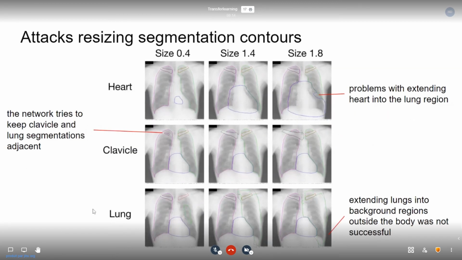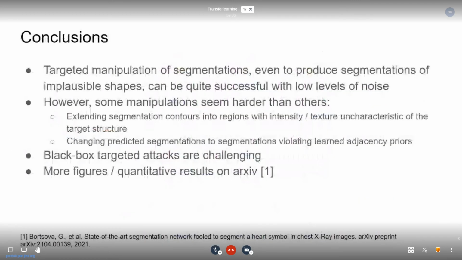For example, when we tried to make lungs smaller, the texture and intensity of the lung is not very typical for the background class, and yet there seemed to be not so much problem extending the background into this region. So it seems like the network has learned something very well, like that regions outside the body of the patient cannot be lung. So it has learned these things well, but other things it has learned less well.